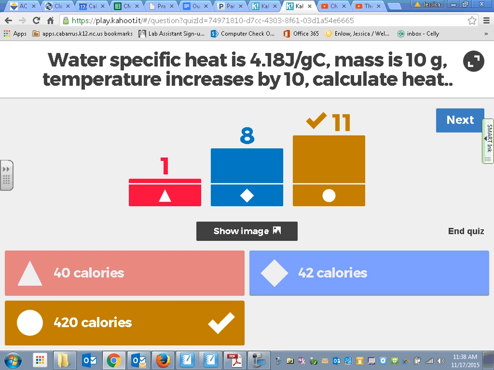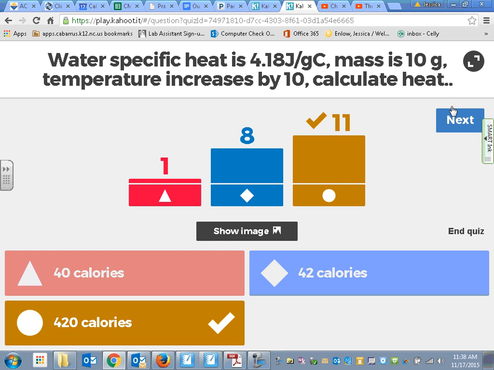So how did you guys do this math? You can do this math in your head, right? 10 times 10 is 100. 100 times 4.18, 418 joules. Then how would you get to calories? You guys remember this? 1 calorie is equal to 4.18 joules. So if you have 418 joules, how do you get the calories? Yeah, you divide by that.